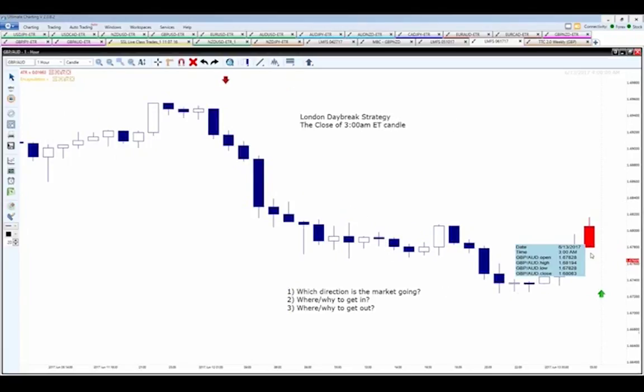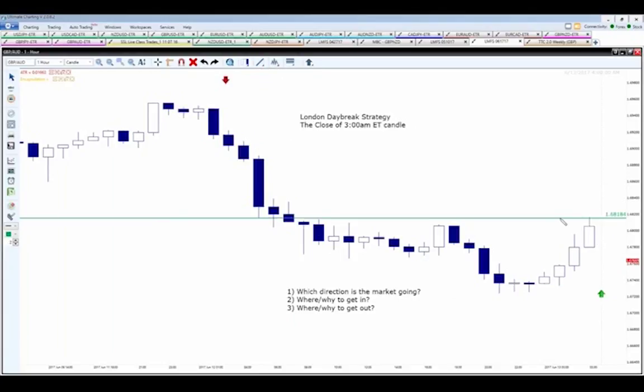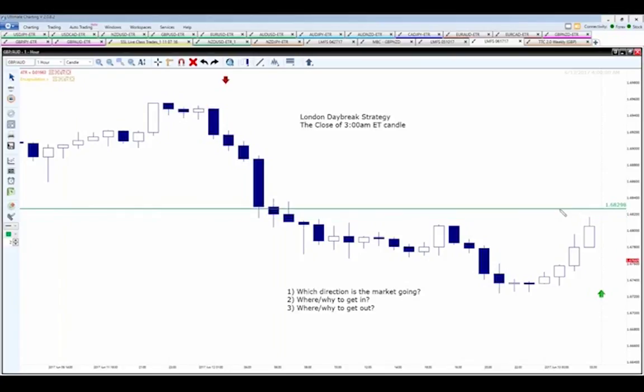So there's our 3 o'clock a.m. candle. And like I said, we're going to be starting at 4 o'clock a.m. at the close of that 1 hour candle. When we get the close of that 1 hour candle, here's what we're going to do. We're going to place 2 pending orders. We're going to place 1 pending order 10 pips above the high of this candle. So that's 68.19. We're going to set this at 68.29.